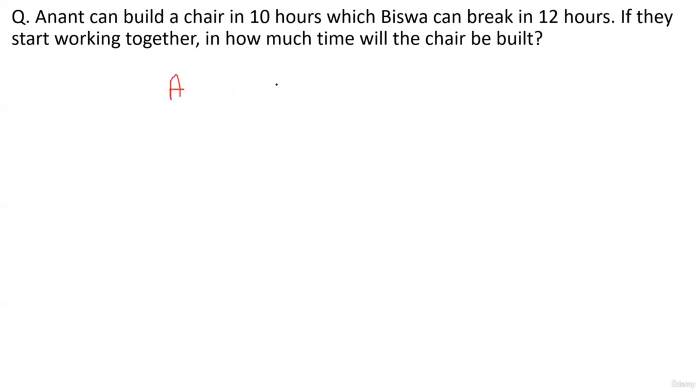Okay, A and B, these two people. A takes 10 hours to build the chair. B takes 12 hours to break it. We start with the same thing we studied previously. We take the LCM, that is 60. 60 units का work करना है, कितना time लगेगा? 10 hours for A. So what is the efficiency of A? 60 divided by 10 is plus 6.